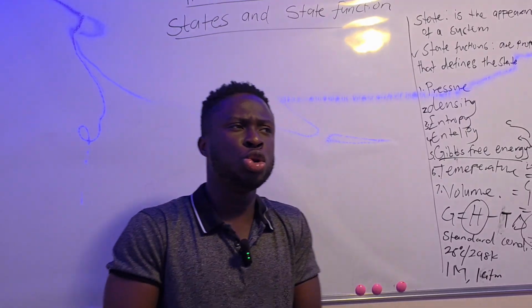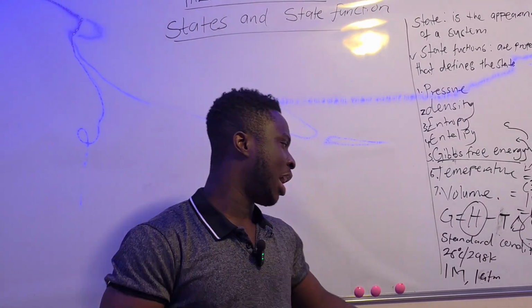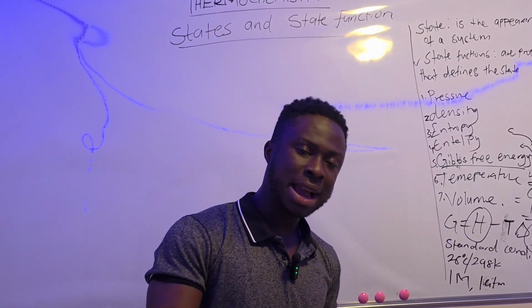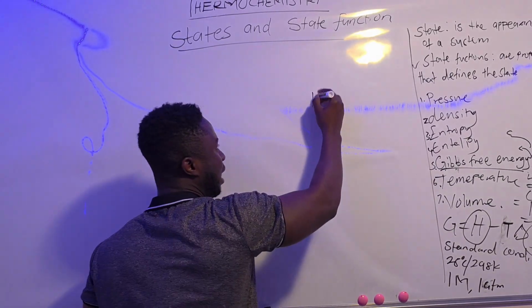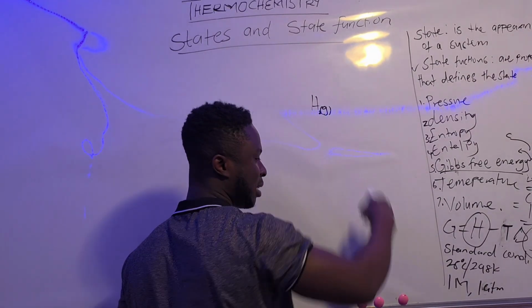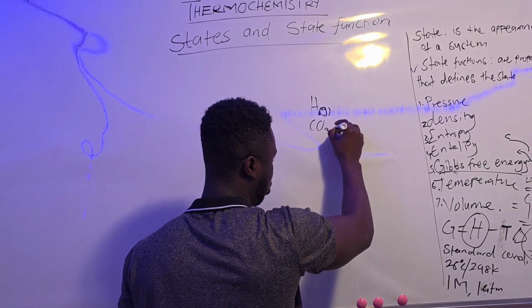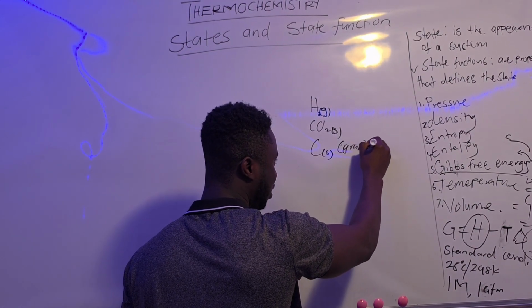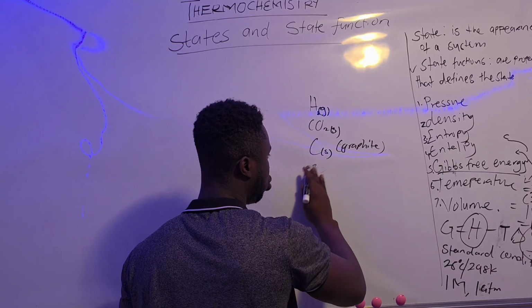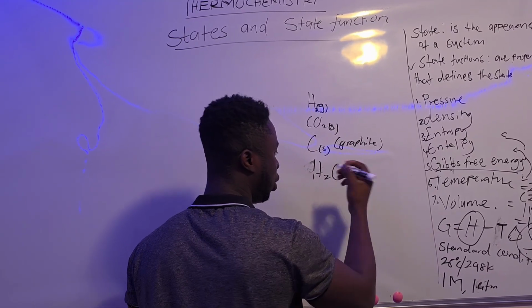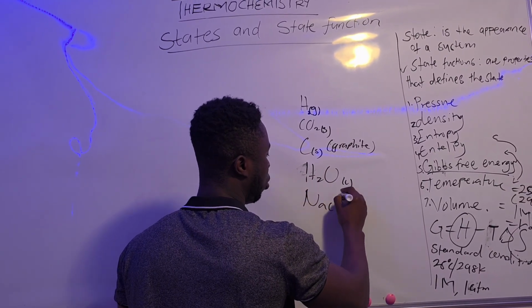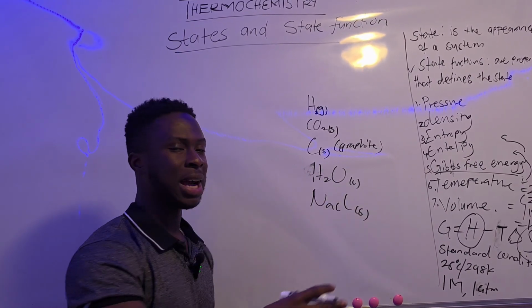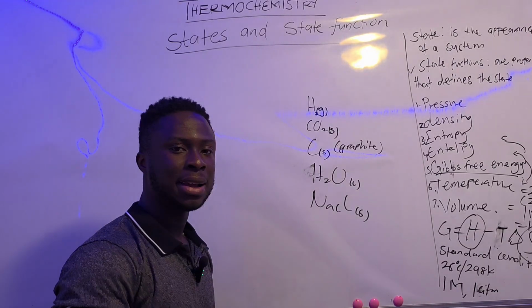The MCAT expects you to know, or it's better to know, the standard states for some common elements that we may encounter on the MCAT. Elemental hydrogen is a gas, carbon dioxide is also a gas, and carbon is a solid, which comes as graphite. You should know water, H2O, is a liquid, and sodium chloride is a solid. These are things we normally encounter on the MCAT, and it is better to know the standard states.